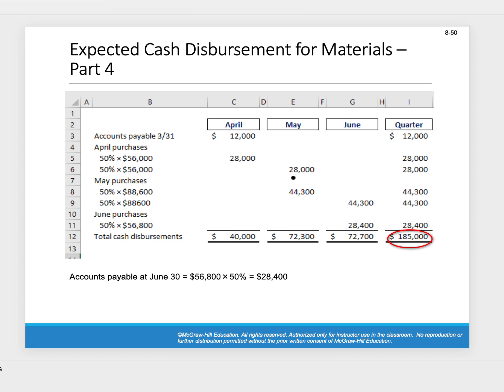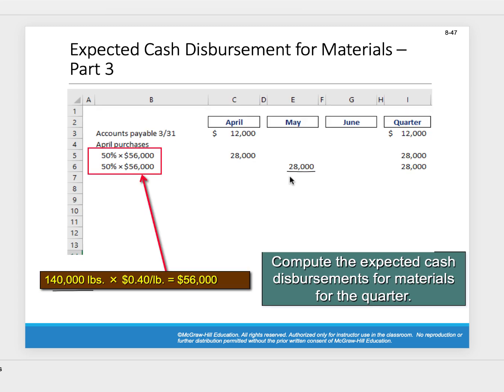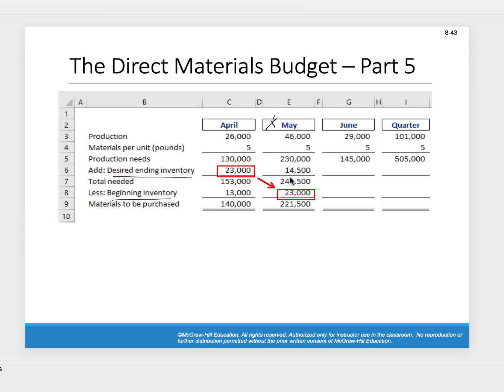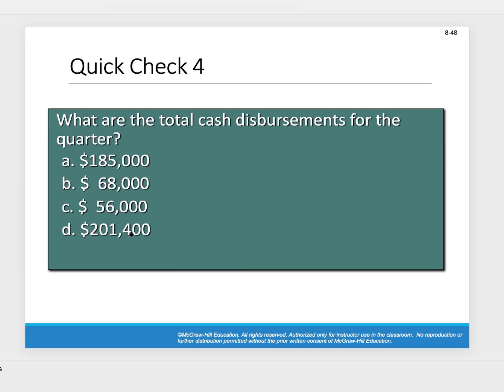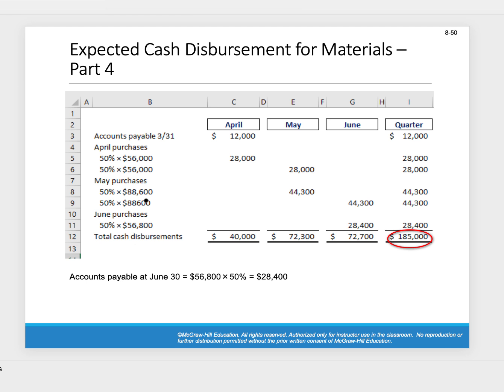So let's look at May. Well, in May, I know that my production needs in May were 221,500. Right? So if I take 221,500 times 40 cents, that ends up being 88,600. Half of this is going to be paid for in May, which I see here, the 44,300. The other half is going to be paid in June.